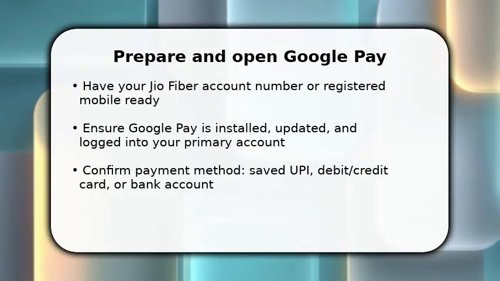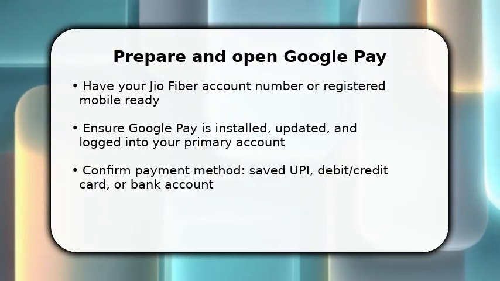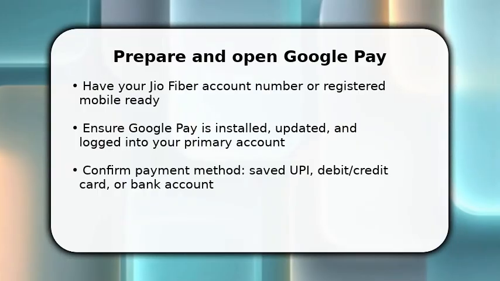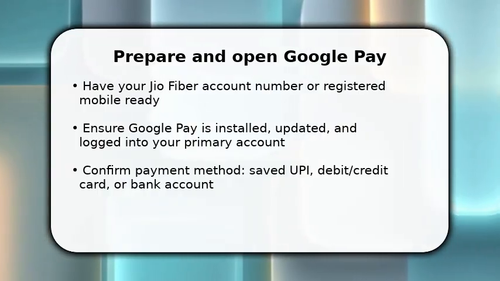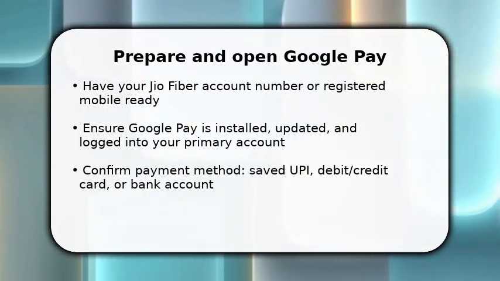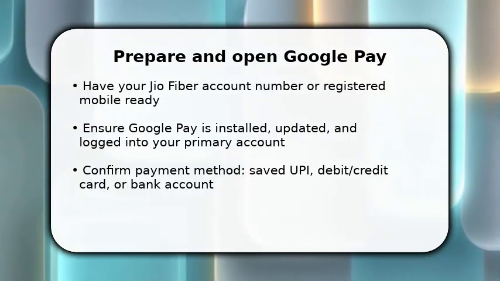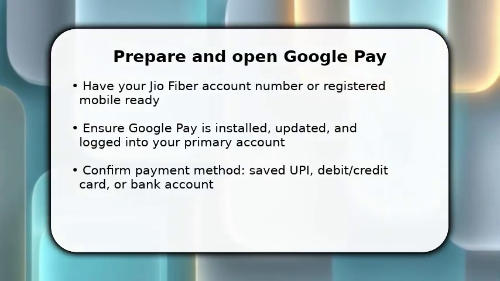You start by confirming the essentials: your Jio Fiber account or registered mobile and a linked payment method. Open Google Pay and unlock it. If needed, update the app first. Once done, tap the search bar to find billers. Typing Jio Fiber narrows results quickly, and you'll see the official Jio listing.